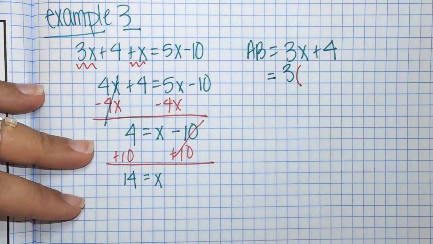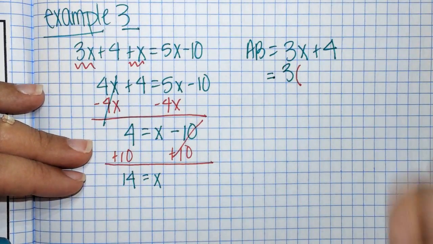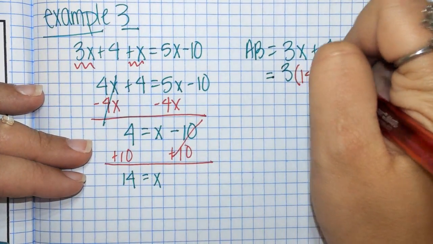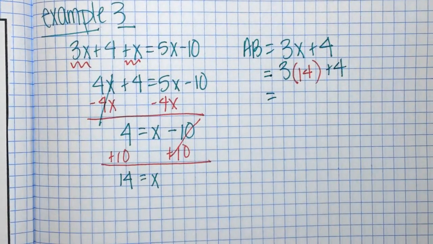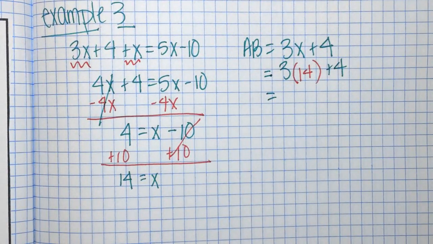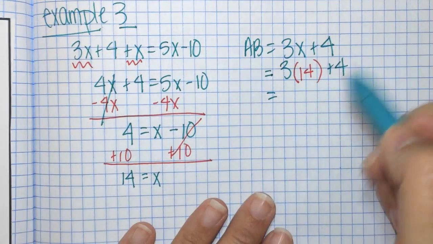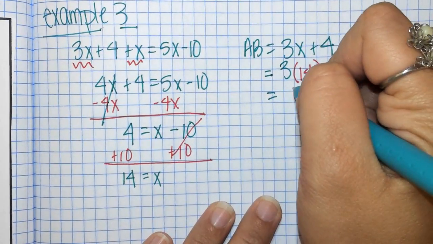All right, so we do 3 times what? 14, plus 4. All right, what's 3 times 14? And 42 plus 4 is?